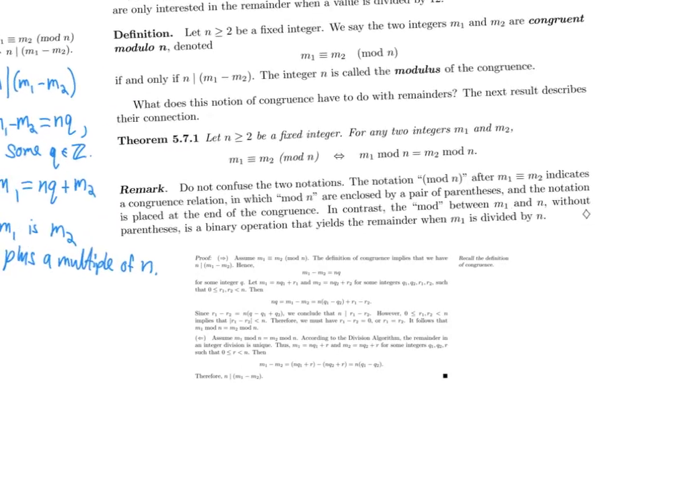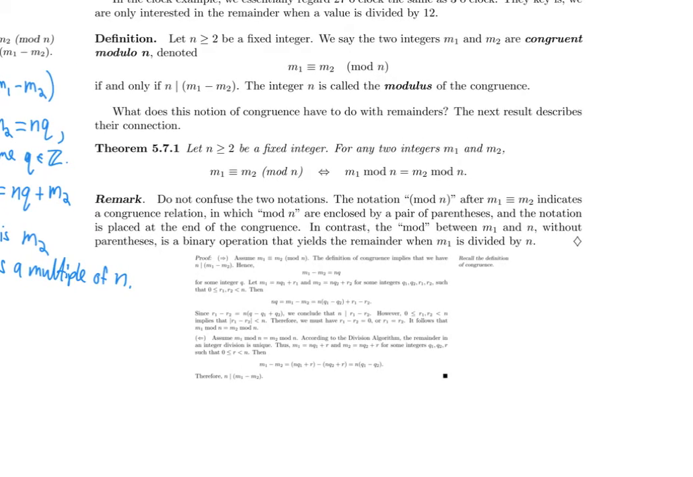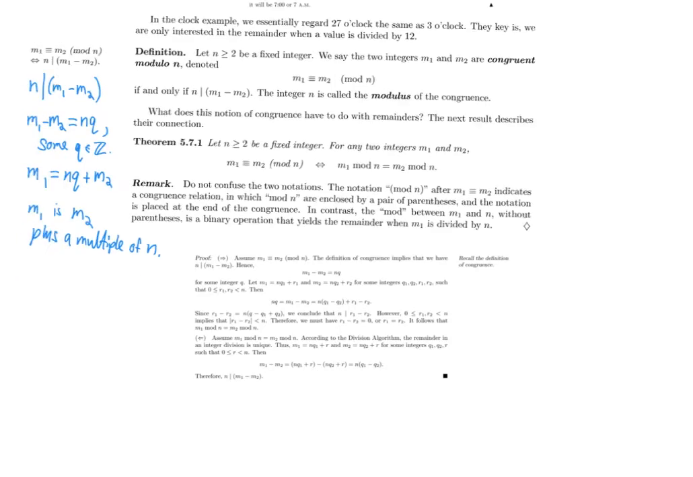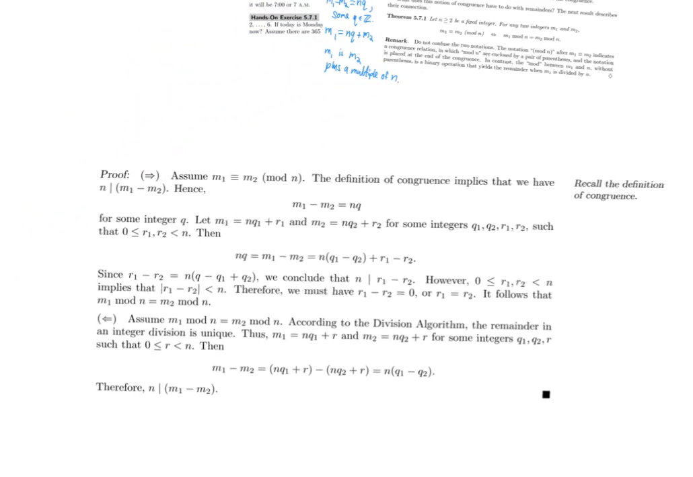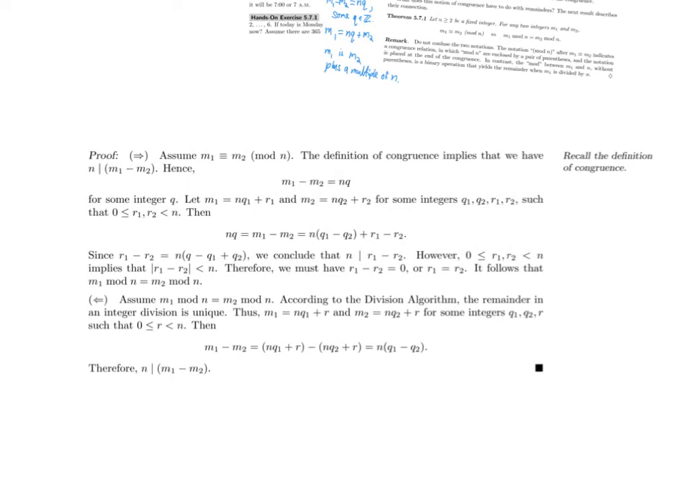So now we're going to consider proving this theorem here. M1 is congruent to M2 mod n if and only if M1 mod n equals M2 mod n. Since this is a biconditional, we're going to have to prove it in both directions. Okay, so the first direction is assuming that the congruence is true.